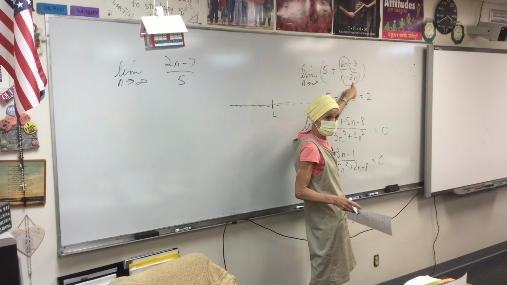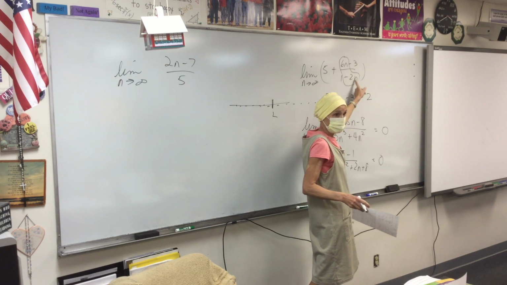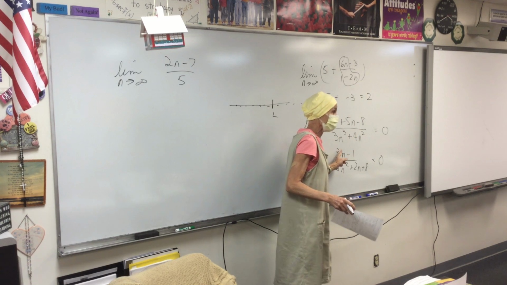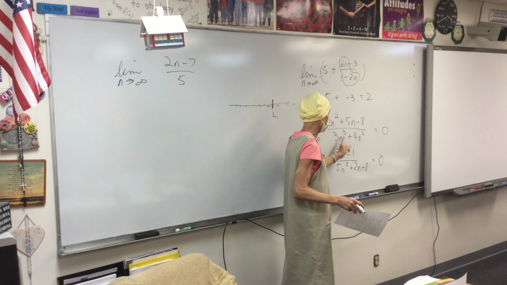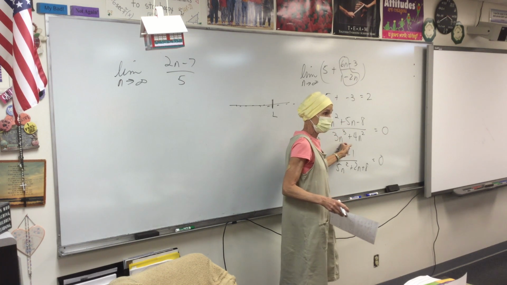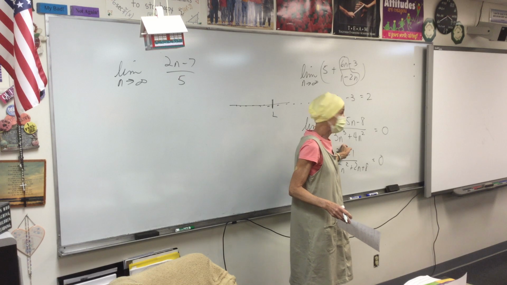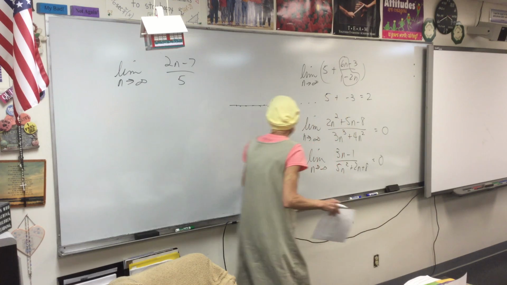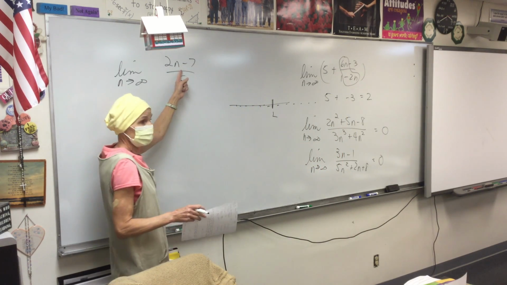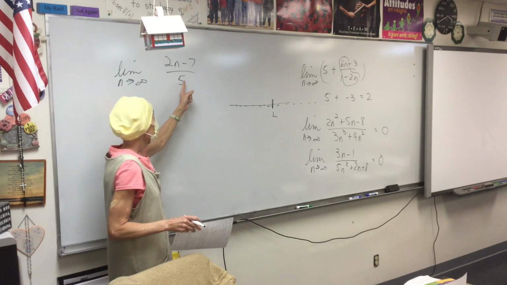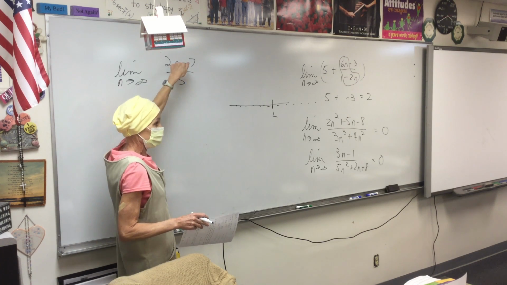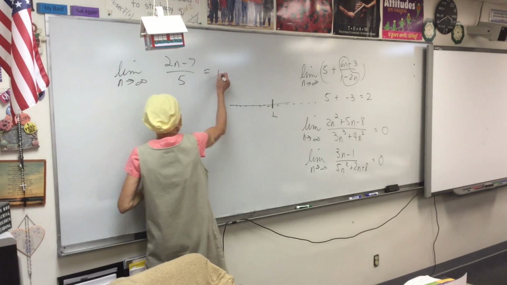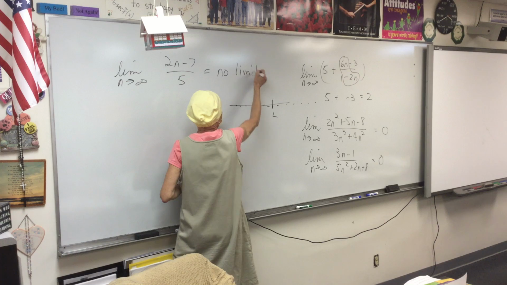Okay, so when we have these fractional expressions with n's over n's, if the n's match in power, if they're the same power, then the limit is just the ratio there, right? If the powers don't match, and the denominator is the biggest, then the limit is always going to be 0. If they don't match, here you have n's in the top, you don't even have any n's in the bottom, but the biggest power is on the top, then there is no limit.